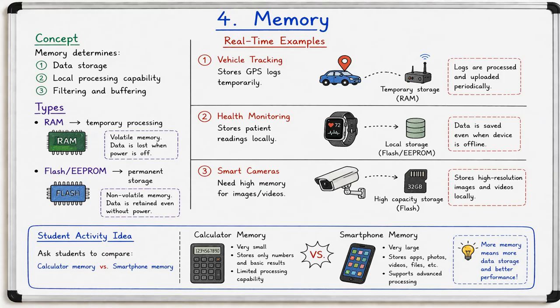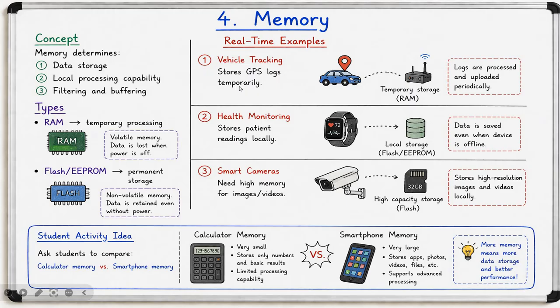Next is flash or EEPROM, which is a permanent storage. So here it is a non-volatile memory and the data is retained even without power. So the flash or the EEPROM stores the data permanently even when the power is off, and it is used to store the programs, settings and important records.